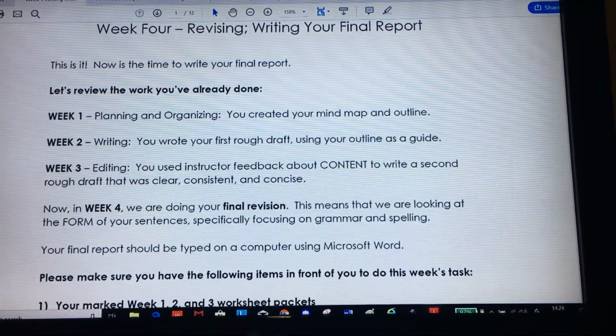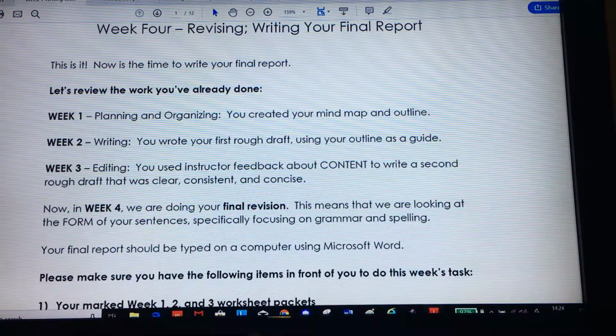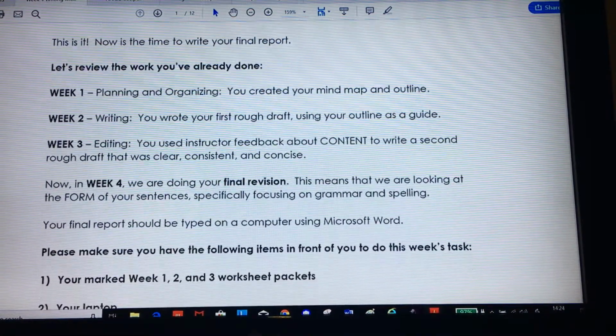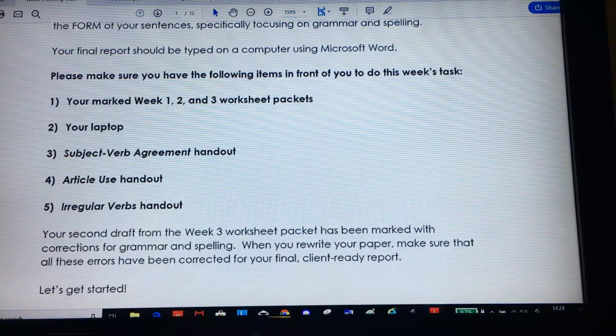So I hope all of you have your laptops in front of you, because this final report you're going to be typing on your laptops. This will give you a chance to use Microsoft Word and all of the functions that it has with spell check and grammar check. So just to make sure you have everything in front of you that you need, here are the items you should have.